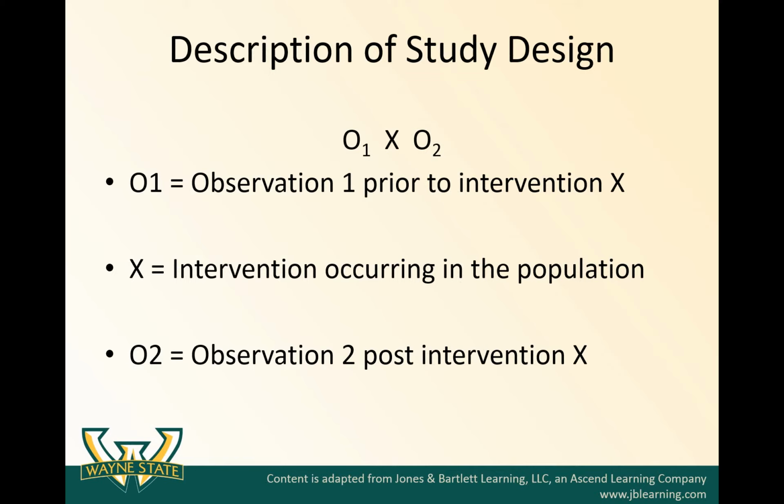Here we have O1, which is observation 1 prior to the intervention, so maybe a questionnaire or blood pressure or something. Then you do your intervention, which is designated by the X, and then at O2, this is observation 2, the second observation taken after you had implemented the intervention. And basically you're just comparing your two observations, pre and post, to see if there's a difference.